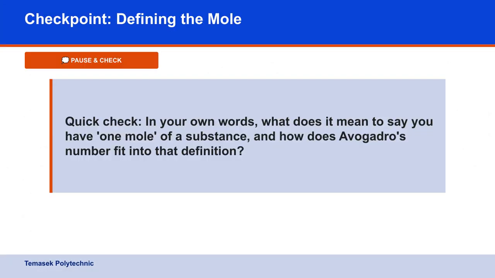Before we move on, here's your chance to attempt this before I walk you through it. Pause now and think carefully about this in your own words. So, what does 1 mole actually mean? A mole is simply a counting unit. Just like a dozen means 12, 1 mole means 6.022 times 10 to the power of 23 particles. That number is Avogadro's number, and it tells you exactly how many atoms, molecules, or formula units are packed into 1 mole of any substance. If you can explain that connection clearly, you have got the foundation solid.